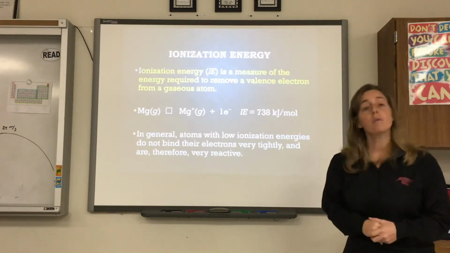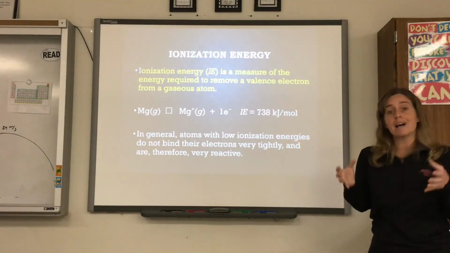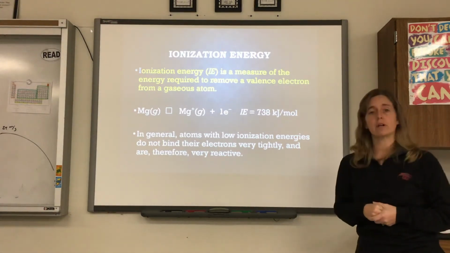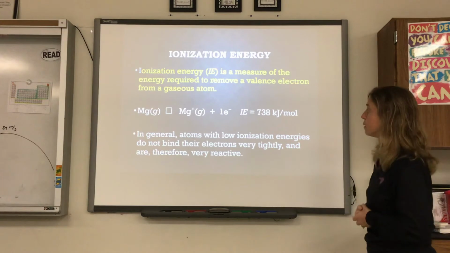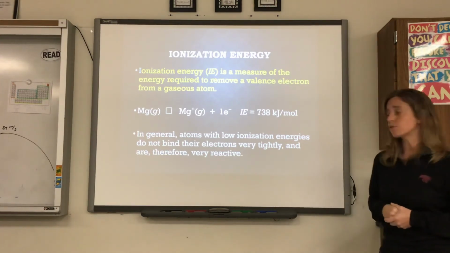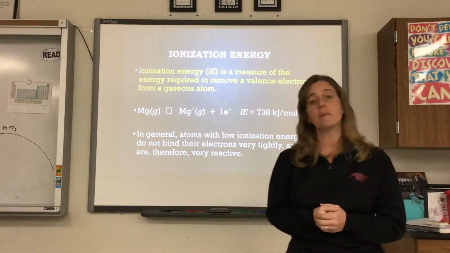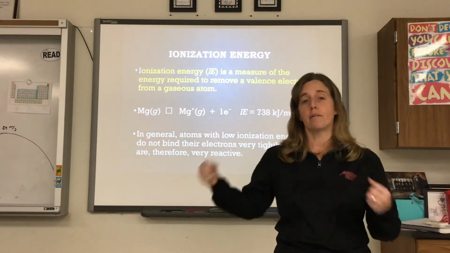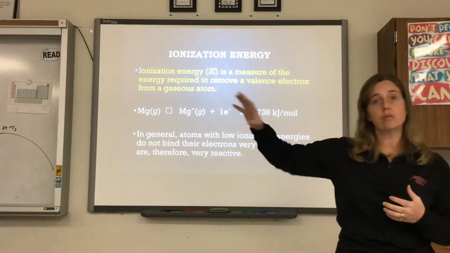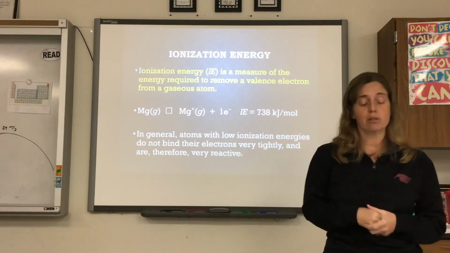All right, now moving on to ionization energy. Ionization energy, or they sometimes refer to as IE, is a measure of the energy required to remove a valence electron from a gaseous atom, okay? So in general, atoms with low ionization energies do not bind their electrons very tightly and are therefore very reactive. So the further you are from the noble gases, the less strength you're going to have to want those electrons. And the closer you get to the noble gases, the more likely you don't want those electrons stripped, okay?